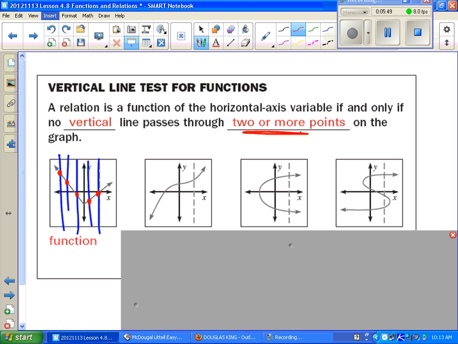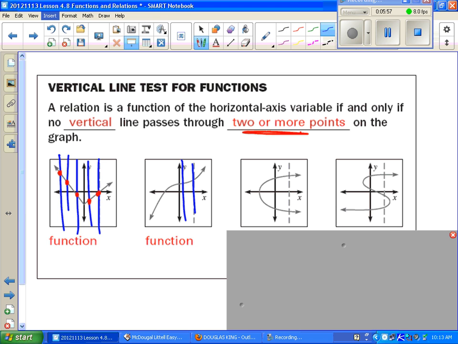Other people learn to put pencils on it and do it that way. That's another way you can do it. Lay your pencil down on it. You can check this one the same way. Draw yourself a bunch of vertical lines. Remember, vertical go this way, and count how many times the graph crosses through it. It crosses through it once right there, once right there, once right there, once right there. That's why it's okay. It is a function.